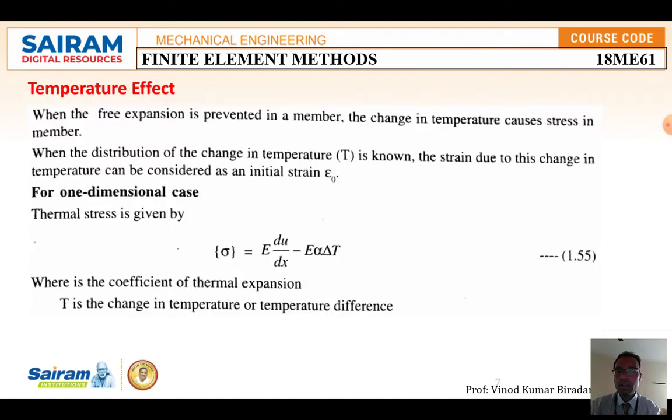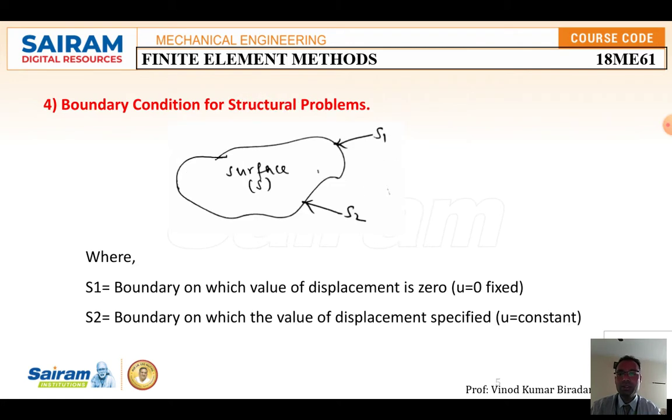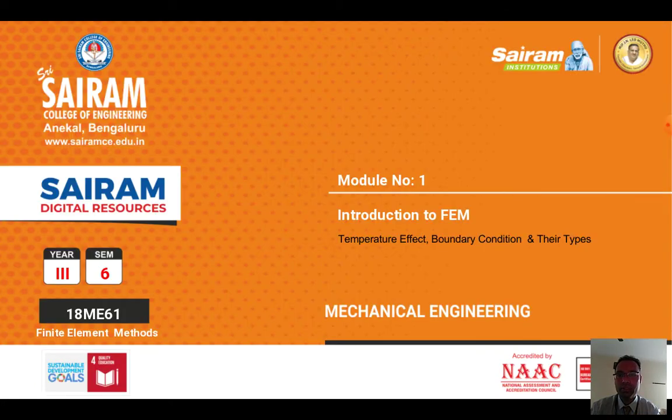Now coming to the next, these are the five different types of boundary conditions. So here the fluid flow, thermal flow, heat transfer, structural problem, and homogeneous, non-homogeneous boundary conditions we understand.